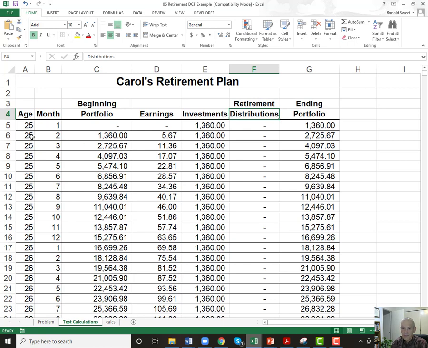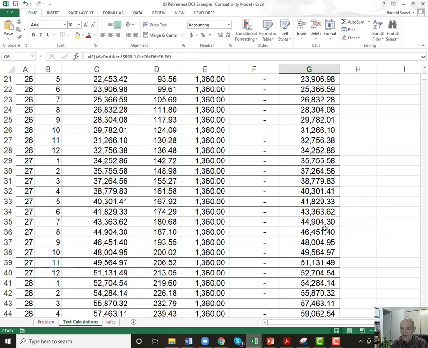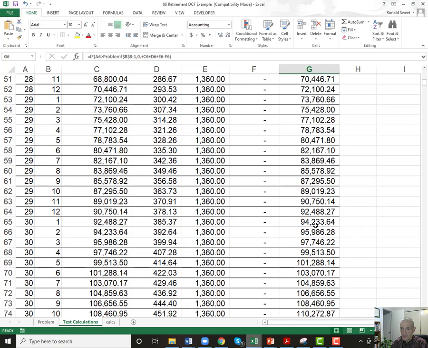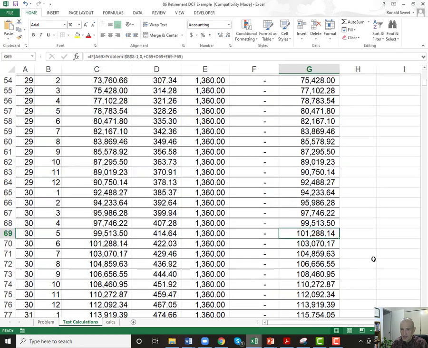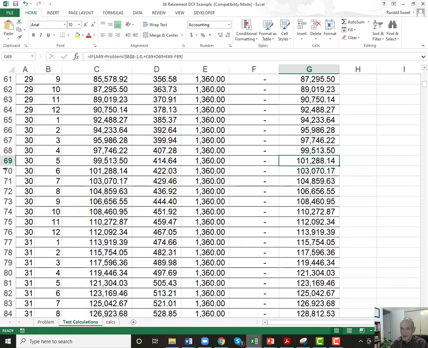The next month, she starts with $1,360. She makes $5.67. How does she get that? Well, it's the beginning balance times that 0.41% she's making a month. She invests another $1,360. So at the end of 2 months, she's got $2,700. This goes along for a while. When she turns 30, during her 30th year, after her 30th birthday, she'll hit $100,000.